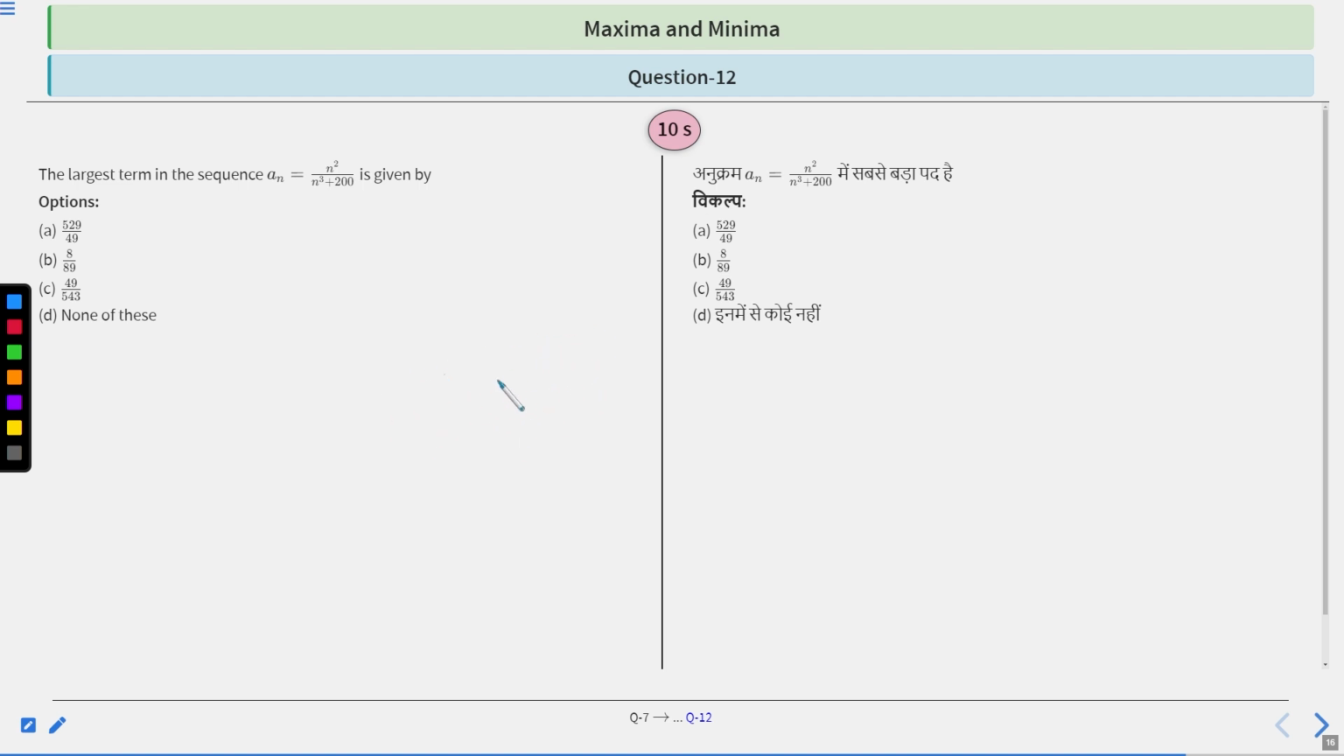And you have 10 seconds to solve this question. After 10 seconds, we will discuss the solution. Fine.